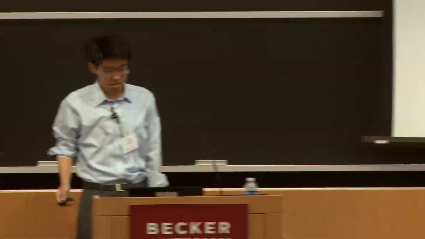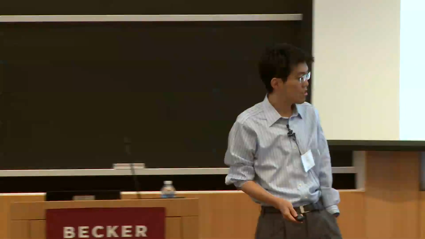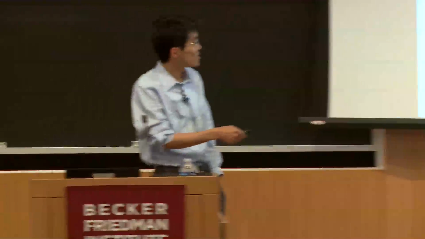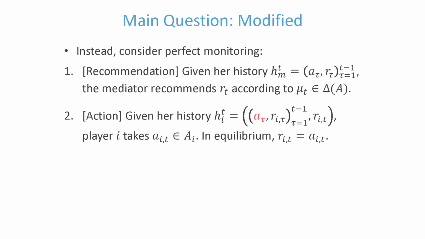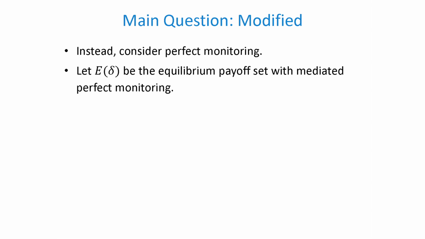Okay? So one way to sidestep this issue is to suppose that not only does player i observe her own action, but she also observes the entire action profile. Then at least on the equilibrium path, we can recover the common knowledge of the past history, because in equilibrium everybody follows the recommendation. So we can at least recover the on-path common knowledge. So let's write E of delta for the equilibrium payoff set with mediated perfect monitoring. And again, as I answered to Roger's question, this E incorporates the mediator's strategy already. Okay?